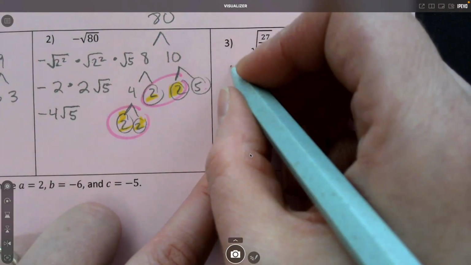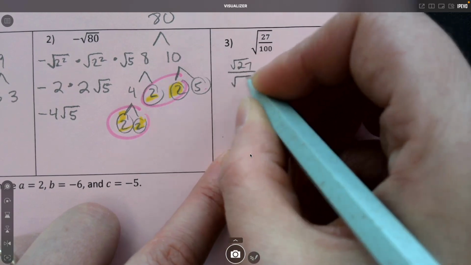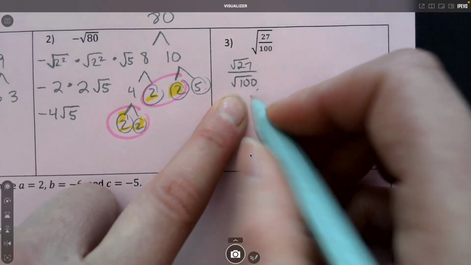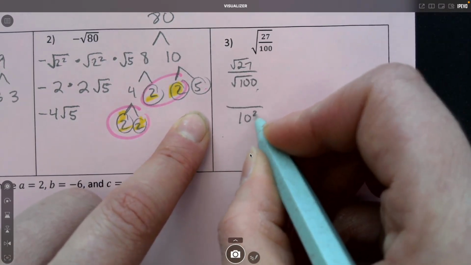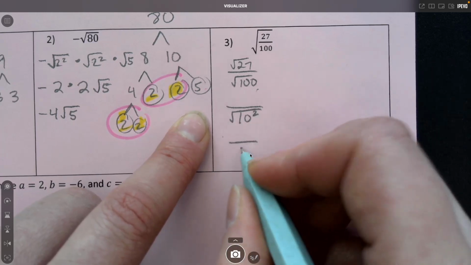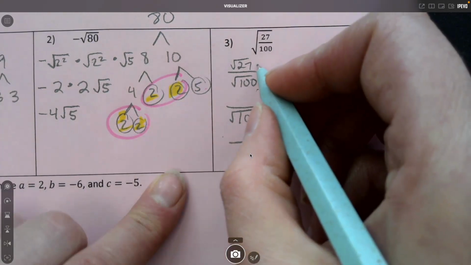So this one I'm going to break up as square root of 27 over square root of 100. So 100 right away we should recognize as 10 squared. So my denominator is just going to be 10. The numerator I need to do some work.